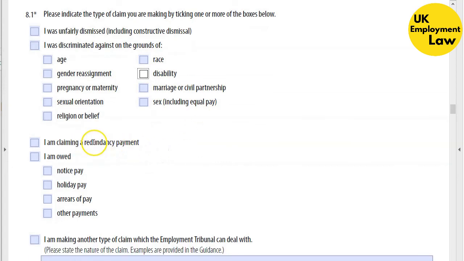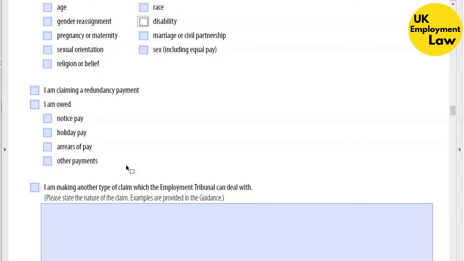Third box is if you are claiming redundancy payment only, or redundancy payment in addition to other complaints. Next box is for if you are owed any payments. Make sure you calculate your amounts and keep a note of how you arrived at these figures. You can of course also take help from your pay slips in calculating these amounts.